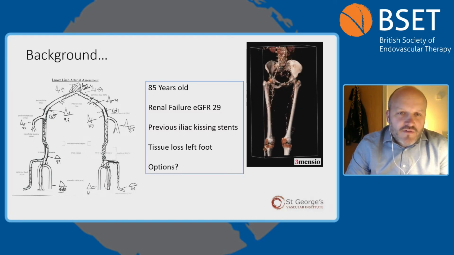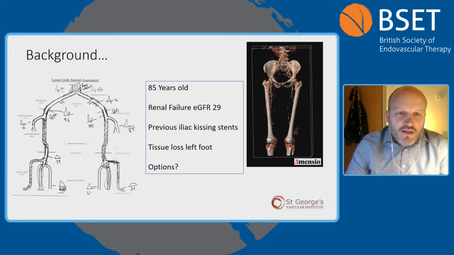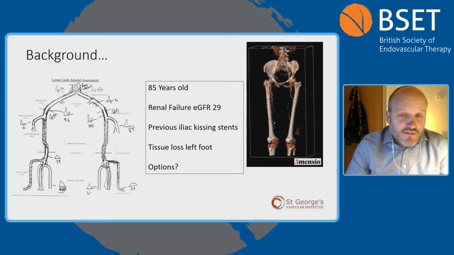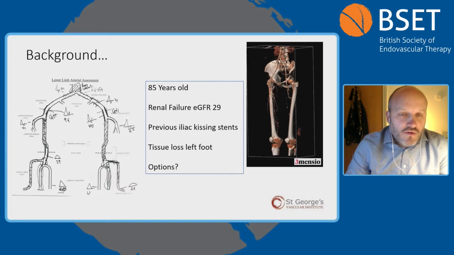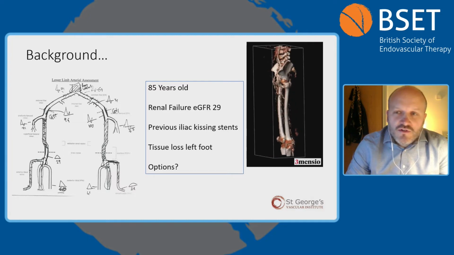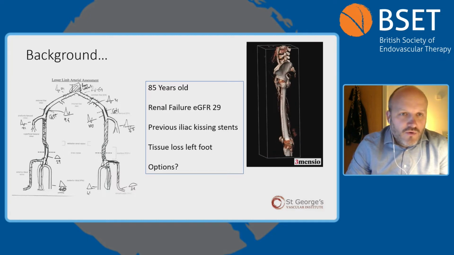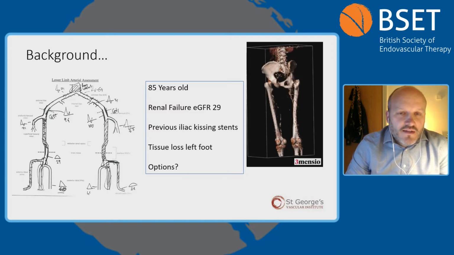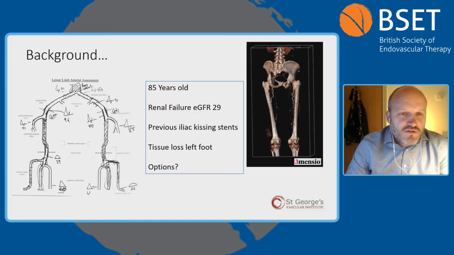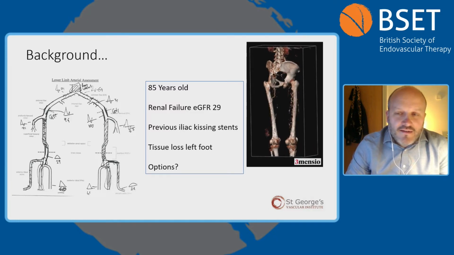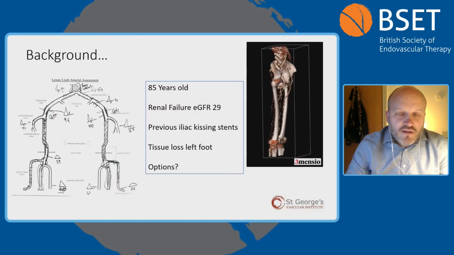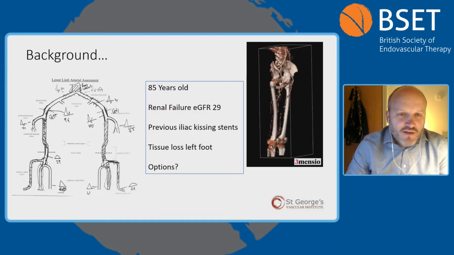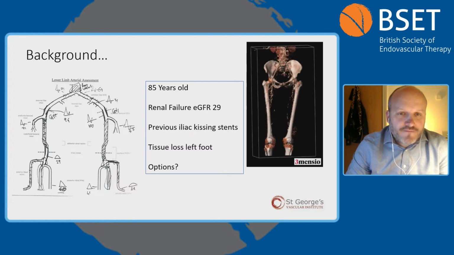So this is an 85-year-old lady that I'd seen in the diabetic foot clinic. She'd had kissing iliac stents earlier on in the year. She had bilateral SFA occlusions at the time. So there's always this argument, isn't there? Should you create straight line flow or not? In this case, the decision was made to just treat the iliacs initially, but that wasn't successful in treating the rest pain. And then she actually developed tissue loss in the left foot.